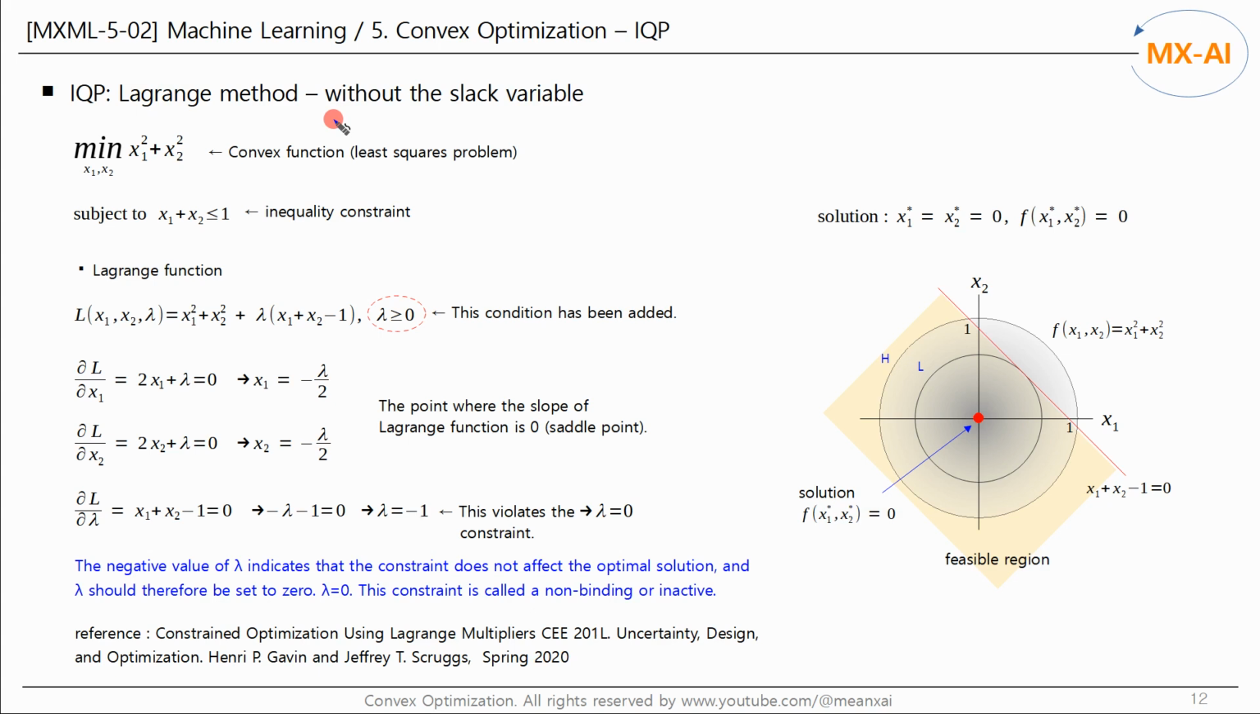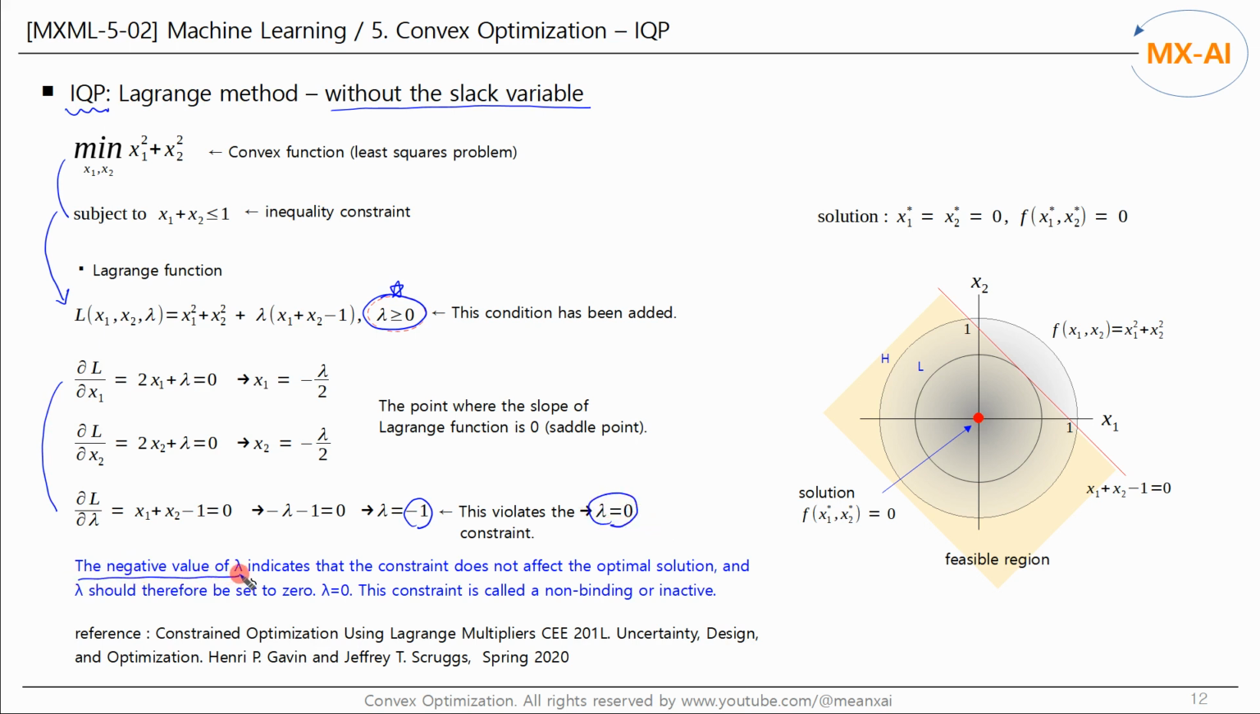This time, we will solve this problem without the slack variable. This problem can be expressed as a Lagrange function as follows. Here, a constraint is added that lambda is greater than or equal to 0. This constraint is required for the IQP problem. The solutions to this Lagrange function are as follows. Since lambda is -1, it violates the constraint. In this case, lambda is set to 0.